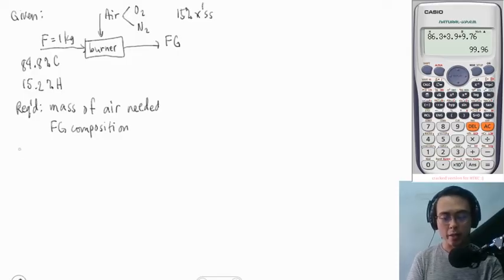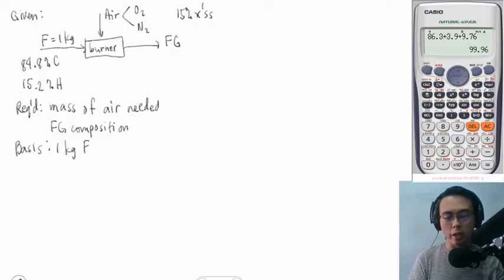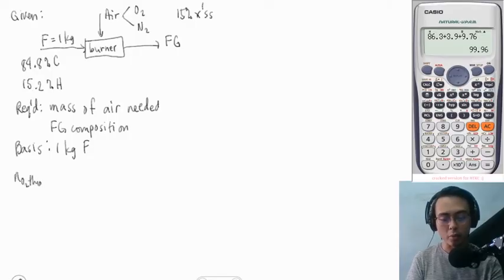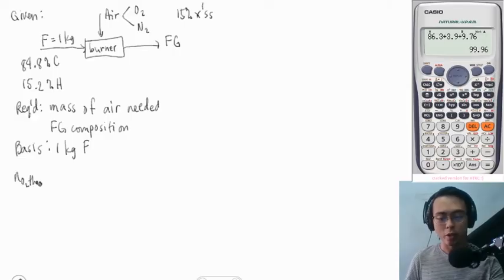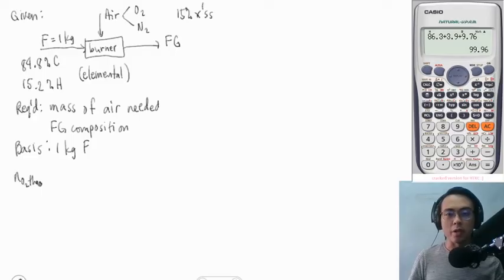So let's begin by setting our basis. Our basis is 1 kilogram of the fuel, and the composition of the fuel here is given in percent by mass. Let's begin with the O2 theo. Now, remember that for O2 theo, what's important for us is to determine the chemical reaction for combustion of your fuel. In this case, your fuel is given only as an elemental composition. We call this elemental composition because it already gives you the percent by mass of the elements in the fuel. So you have 84.8% carbon and 15.2% hydrogen.